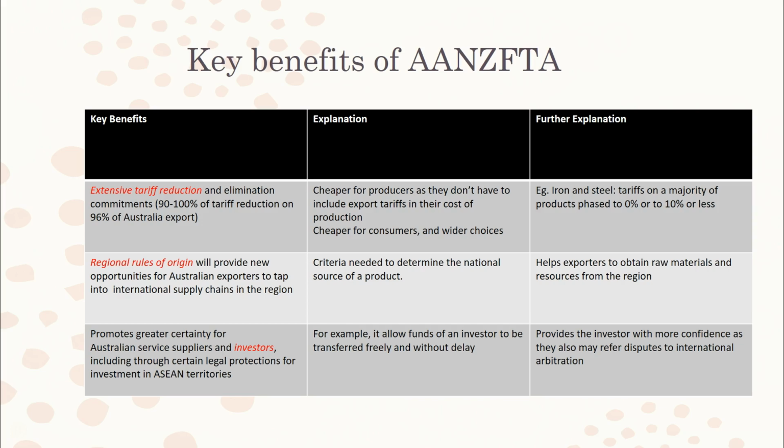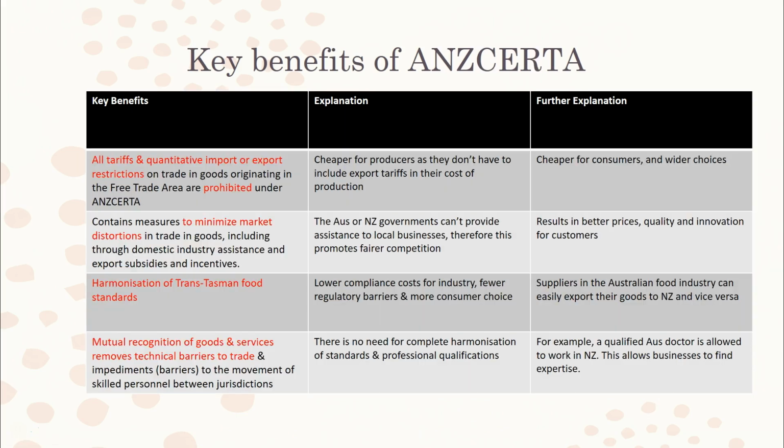Right, so you can see here I've tabulated very clearly. You should know what you need to remember. Okay, moving on, the key benefits of ANZCERTA. The first one is pretty straightforward and similar to the benefit of the previous FTA. Except you can see very clearly here, instead of being phased out or reduced, in ANZCERTA, between Australia and New Zealand, all tariffs and quantitative import or export restrictions on goods are prohibited, means not allowed at all. Alright, and be careful, don't just say tariffs, because they also include quantitative import and export restrictions.